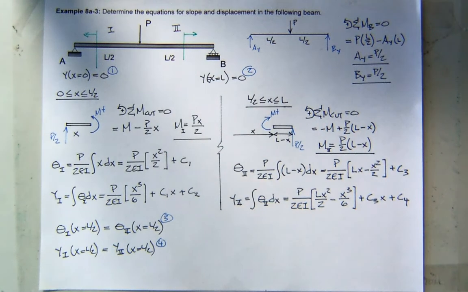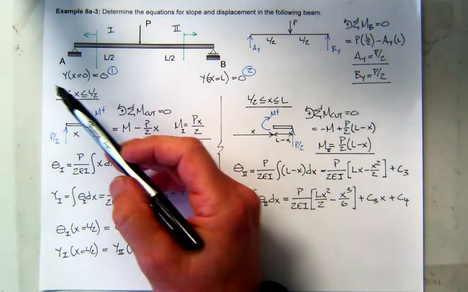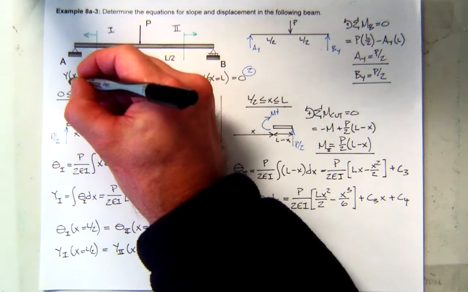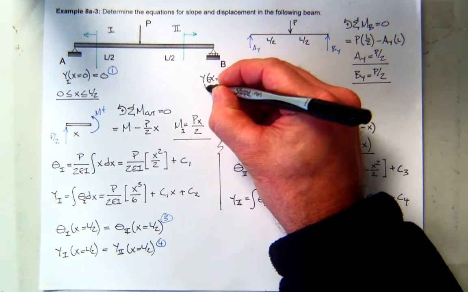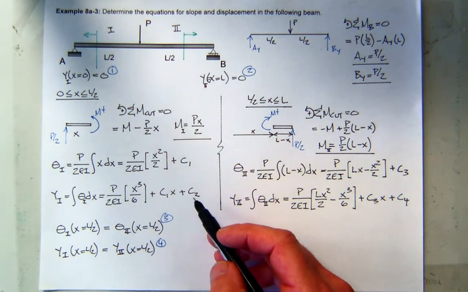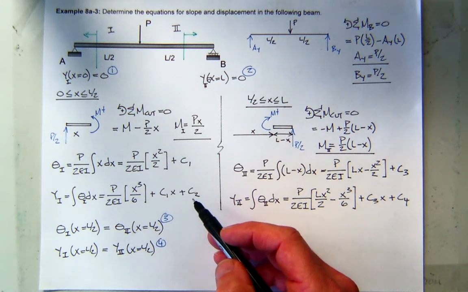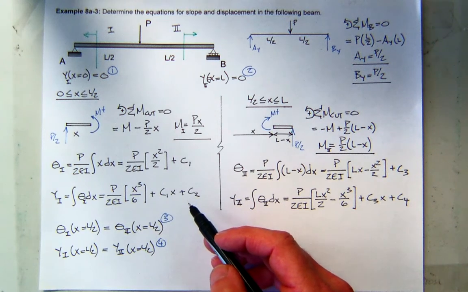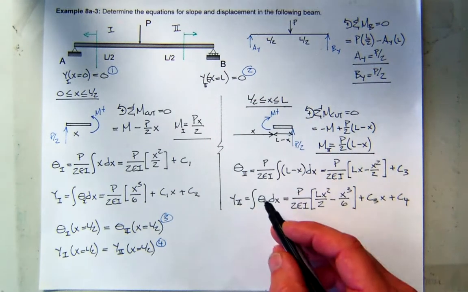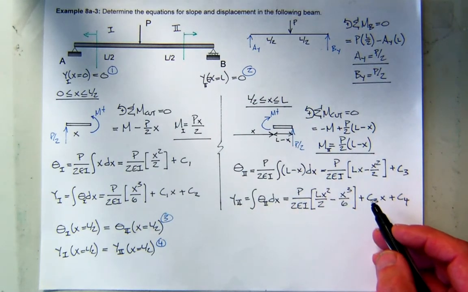The challenge becomes actually applying those 4 conditions. So for example, let's try number 1. I go to what? That's going to be my first region. This is going to be my second region. So I go to this equation. I plug in x equal to 0, and all I have left is C2. C2 has to be 0. Oh, this is going to be easy. Let's go to this side and plug in x equal L is 0. So I go to my second equation and plug in x equal L. That's one equation in 2 unknowns, C3 and C4. Can I solve that? Not yet.